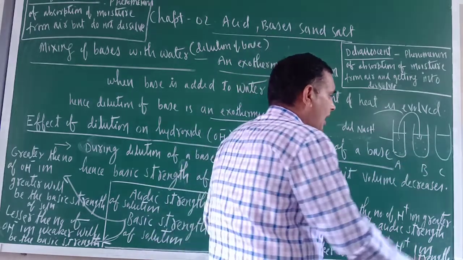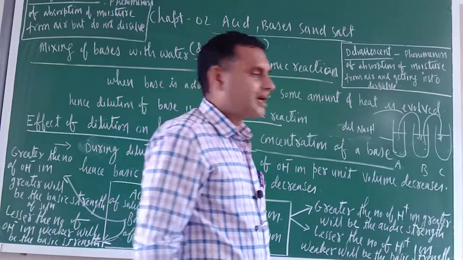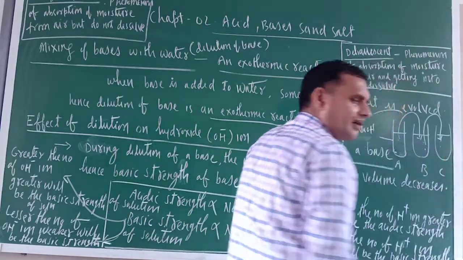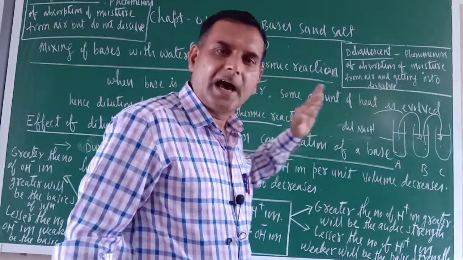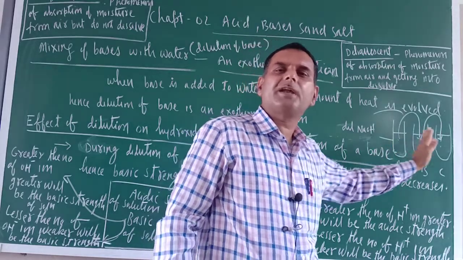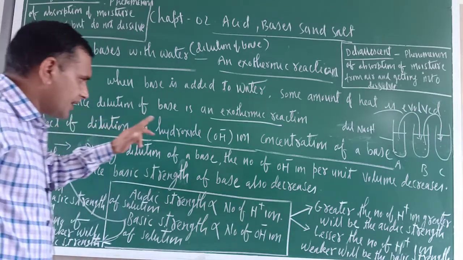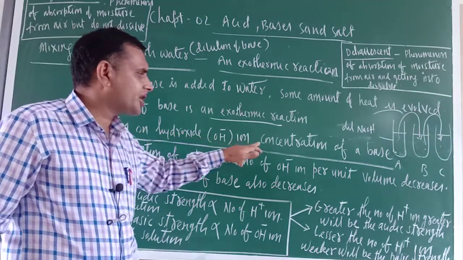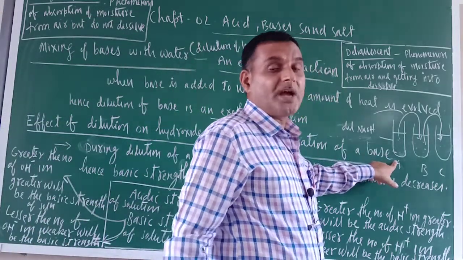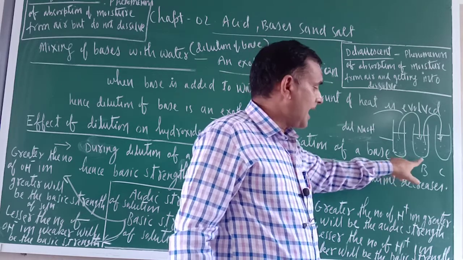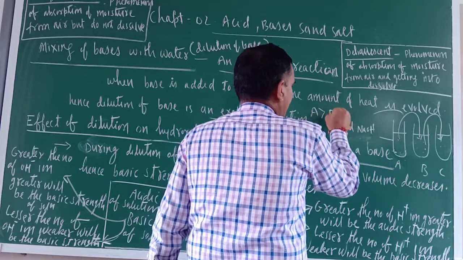Now again after dilution, remove 5 milliliter of NaOH and add it to test tube C, and further add 10 milliliter of water. Means keep on adding water as you proceed from test tube A to C. Then what would happen to the concentration of OH negative ion in the base? In test tube A, OH negative ion will be more as compared to B and C. So the order would be A, then B, then C.